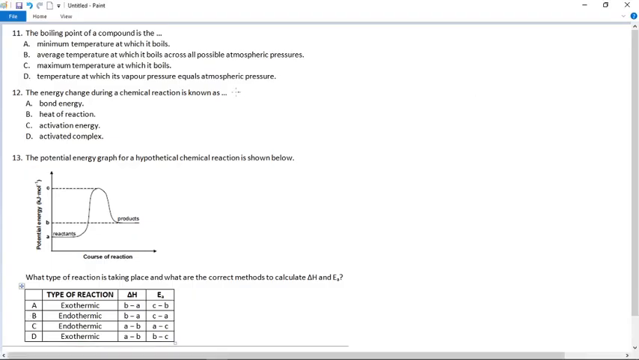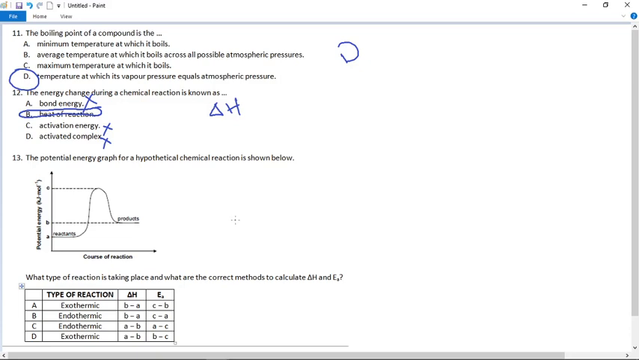Okay, number 11 is the definition. The boiling point of a compound is the temperature at which its vapor pressure equals atmospheric pressure. The energy change during a chemical reaction is known as what? For number 12, energy change, this is delta H. It is also known as B, the heat of reaction. Activated complex is something that forms at the peak of the graph. Activation energy is the minimum energy required for an activation to occur, and bond energy is the energy that exists between two atoms in a chemical bond. So it's got nothing to do with the chemical reaction A.